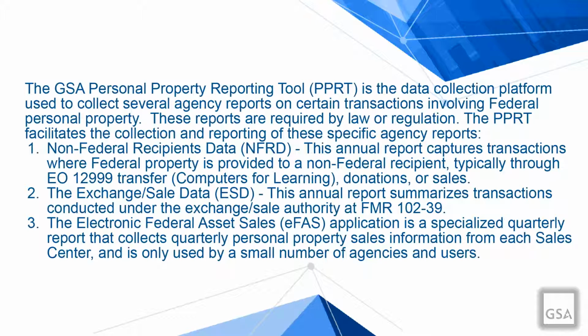PPRT Non-Federal Recipient Data, or NFRD, is an annual report that captures transactions where federal property is provided to a non-federal recipient. For example, through an EO 12999, Computers for Learning Transfer, donations, or sales. The PPRT Exchange Sales Data, or ESD, is an annual report that summarizes transactions conducted under the Exchange Sales Authority under FMR 102-39. And lastly, the Electronic Federal Asset Sales, or eFAS, application is a specialized quarterly report that collects quarterly personal property sales information from each sales center and is only used by a small number of agencies and users.